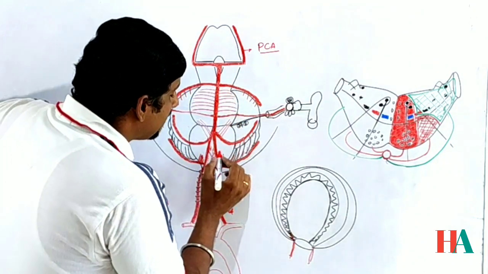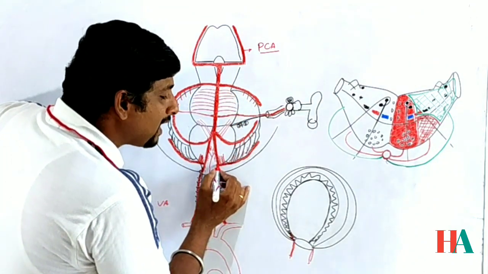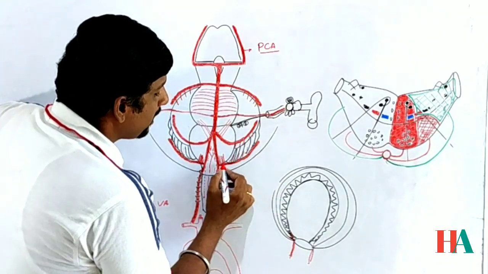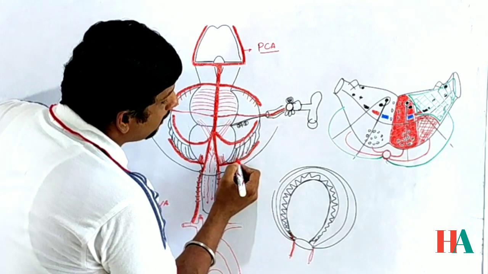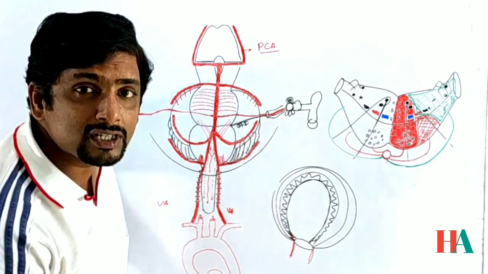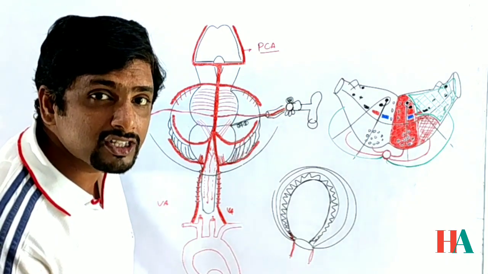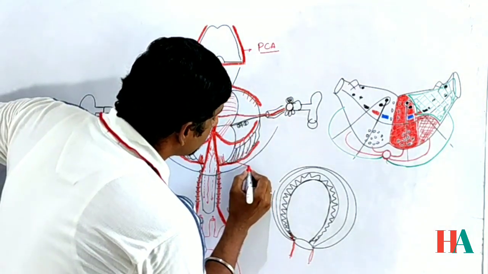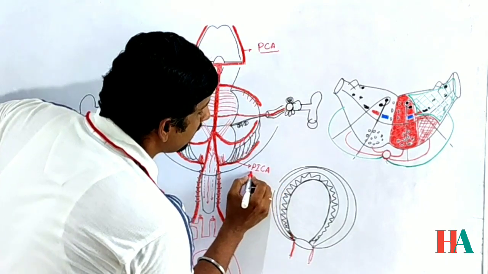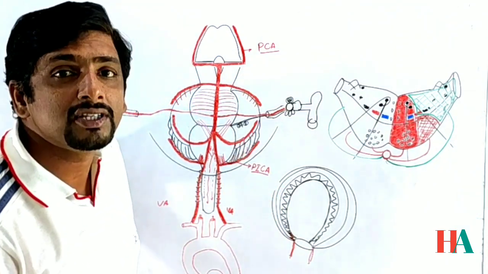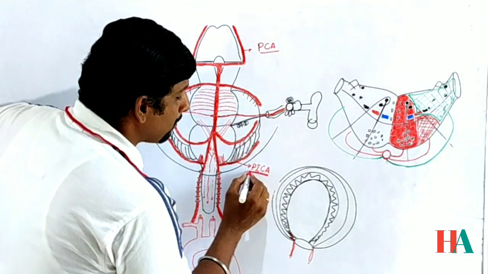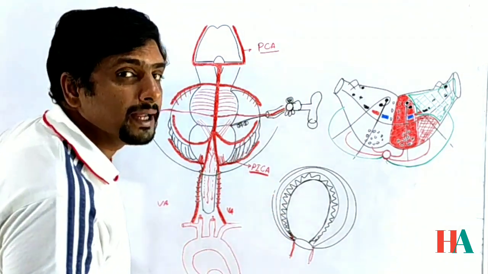When it enters here, the basilar artery will give one branch which is going to supply the inferior surface of the cerebellum. That's the reason it is called the posterior inferior cerebellar artery, or PICA. In short form we will popularly remember it as PICA.